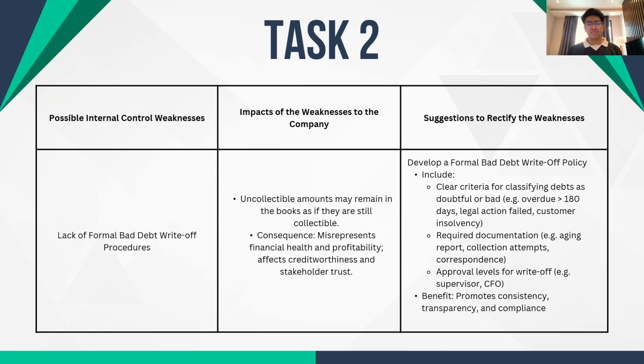A possible internal control weakness that is found is a lack of formal bad debt write-off procedures. The impacts of this weakness to the company would include uncollectible amounts remaining in the books as if they are still collectible, inflating the financial statements. The consequences of this would be a misrepresentation of the financial health and profitability of the company, which would affect creditworthiness and the stakeholders' trust, as it may mislead the decisions that are to be made by the stakeholders.